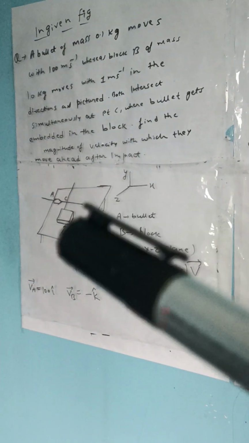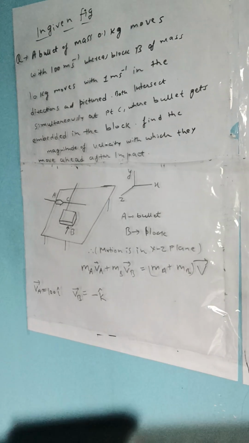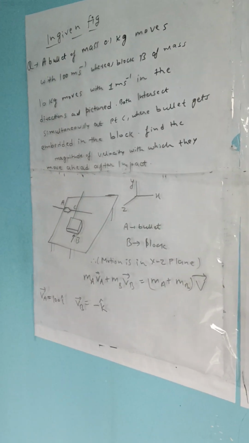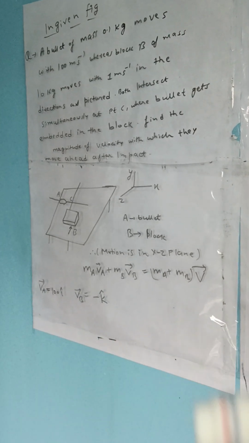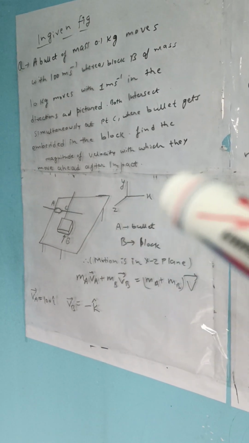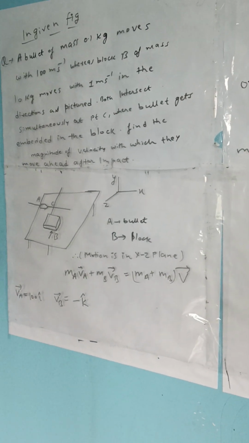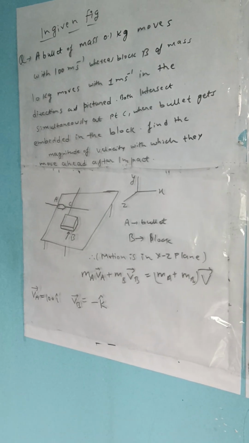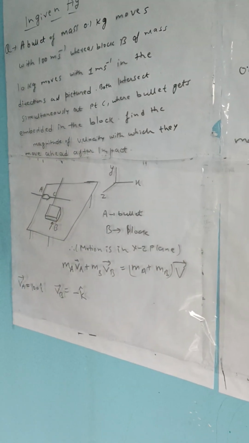Bullet was moving here in the plus x direction, and the block was moving in the minus z direction, and both intersect at point C, where the bullet gets embedded in the block. After point C, the bullet is inside the block and both will move together. Find the magnitude of velocity with which they move ahead after the impact. So this is the question, and we have to find the magnitude of the final velocity which the bullet, after getting inside the block, and the block both acquire as a common velocity. So we have to calculate that velocity.